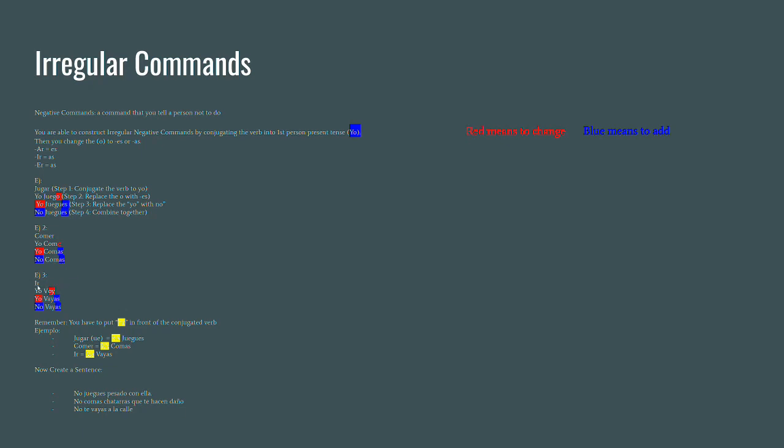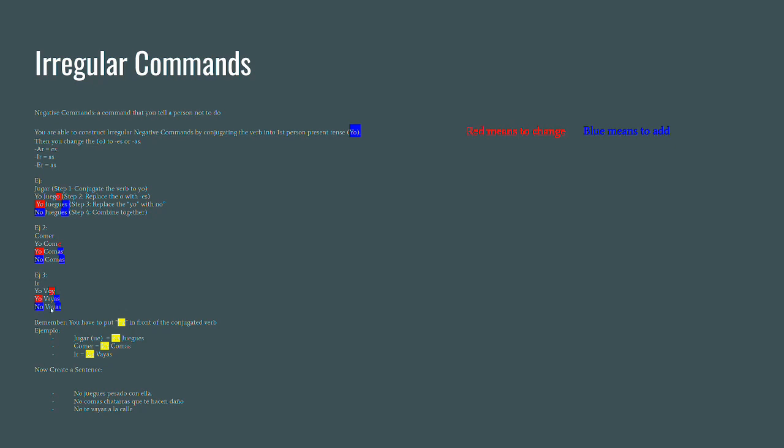One more example would be ir. Ir would totally change to voy or vayas. So it would start off by adding yo and changing ir, so it would be yo voy. But it really doesn't make sense, so we would change it to vayas. Yo vayas. From yo vayas, we would change the yo to a no. No vayas.